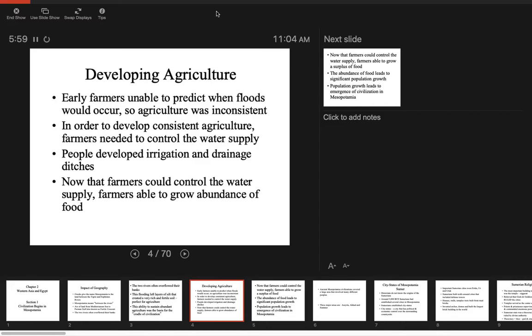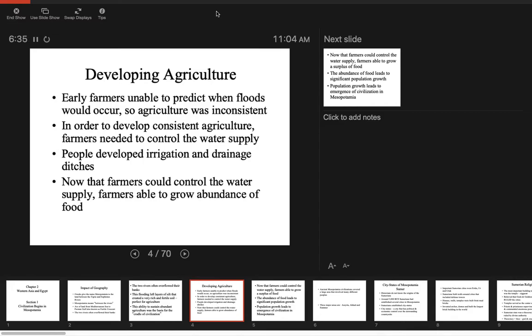Early farmers were unable to predict when the floods would occur, so they don't know when it's going to happen. And again, when we think back about religion, one of the things religion was for was to explain things that we don't understand, and this is definitely one of those things. And so the Mesopotamians are going to create thousands of gods because we don't know when this flooding is going to occur. Their agriculture is inconsistent, so again, their civilizations are a little bit smaller.